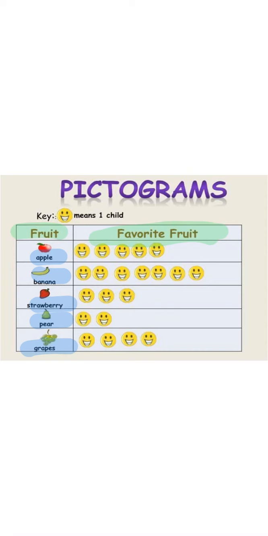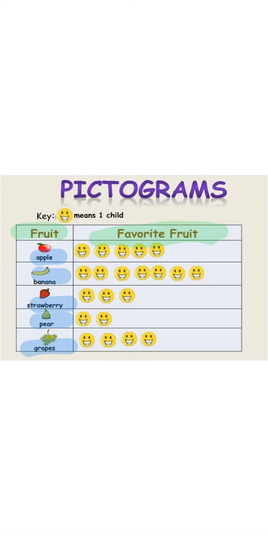So to recap, you have got your headings, and underneath your first heading you would have the different types, and in this case that's the different types of fruit. Under the second heading you're recording how many of those things there are. In this case, this pictogram is telling you how many people like this fruit as their favourite. So this heading tells us what this information shows.